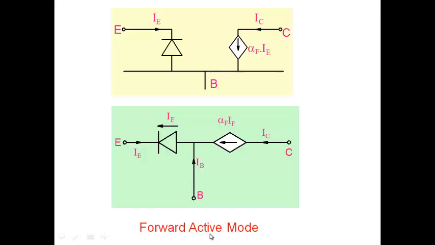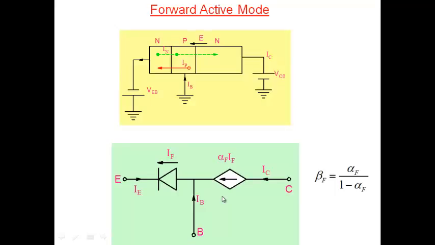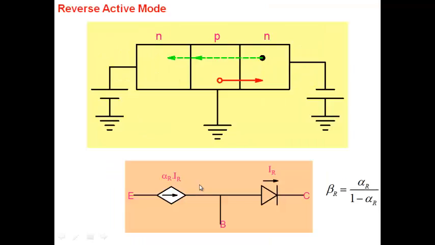This is forward active. Reverse active, can you imagine what it will be? This is forward active. Can you see reverse active? Reverse active mode. When this junction is forward bias, this is reverse bias. Exactly the opposite. This one here, diode, we call it IR, reverse current. We call this alpha IR. Okay? Look at these two now.